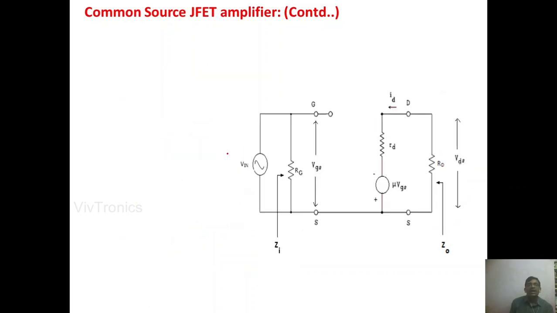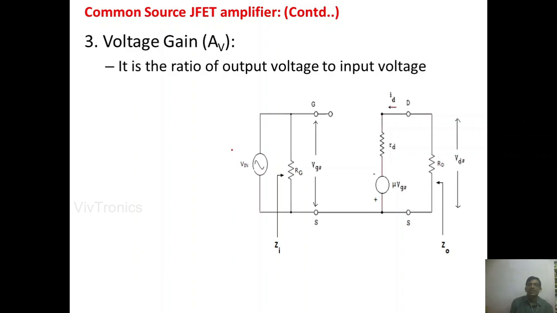And the third parameter we are going to calculate is the voltage gain. So what is voltage gain? The voltage gain is the ratio of output voltage to input voltage. Here the output voltage is VDS and the input voltage is VGS. So we need to get the ratio of output voltage to input voltage. Therefore, AV, the voltage gain, is equal to VDS divided by VGS.